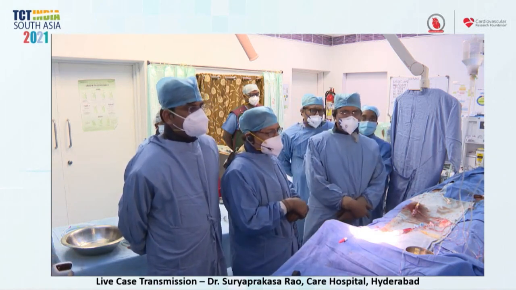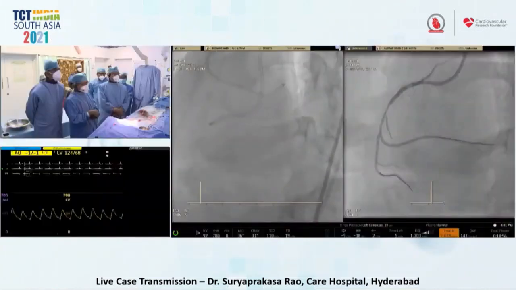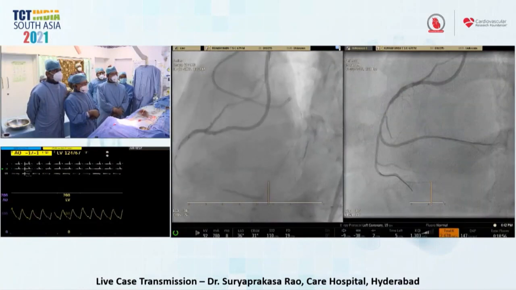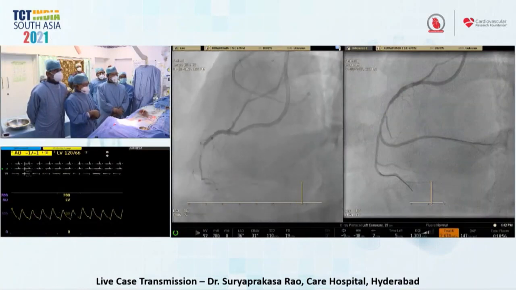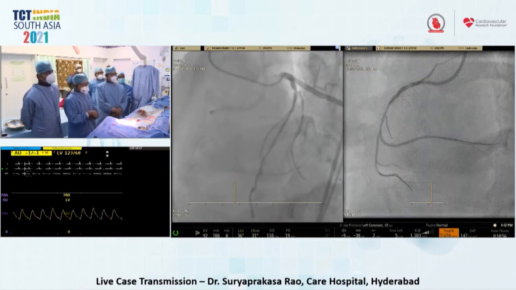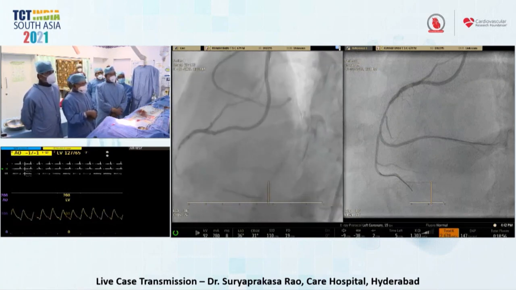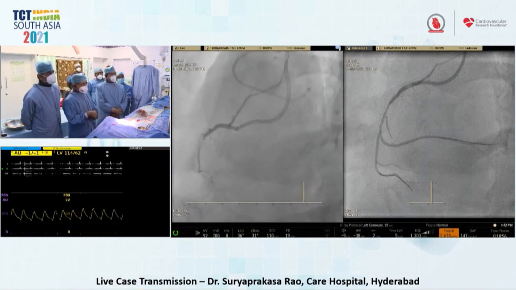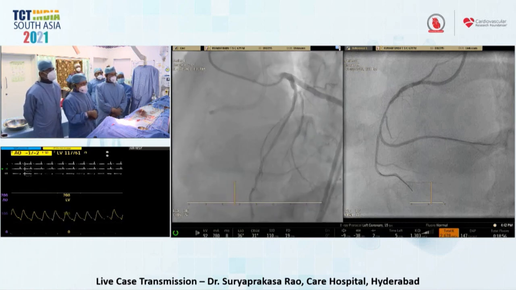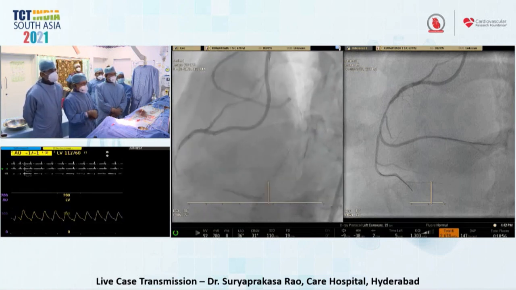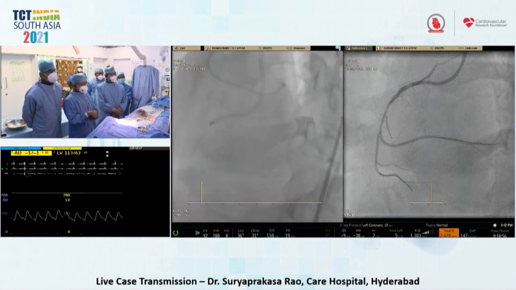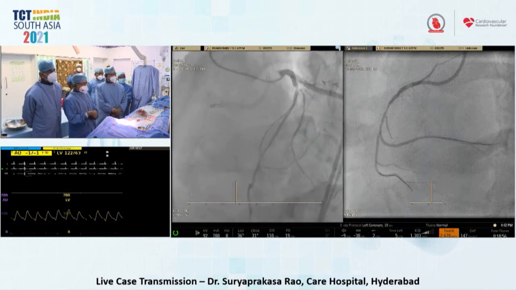Yes, good evening, Dr. Srinivas Kumar and team. Regarding this case, it is an RCA CTO. The strategy here is antegrade wire escalation technique with retrograde guidance. The septal collaterals are poor, the interventional collaterals are poor, and only one epicardial collateral, OM to PLV, is there. So with this we want to do the antegrade escalation technique.